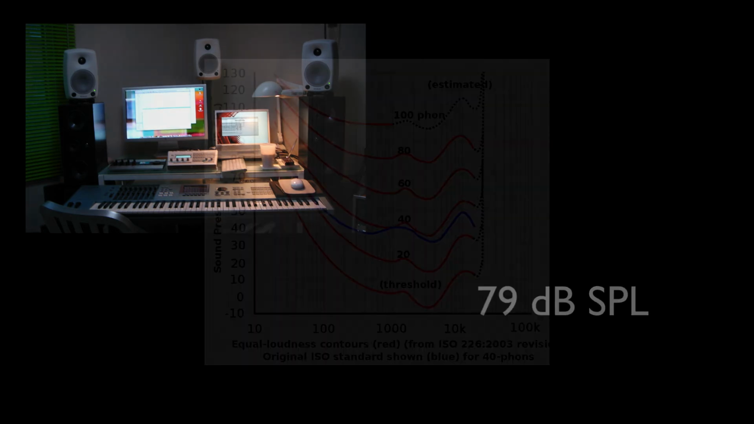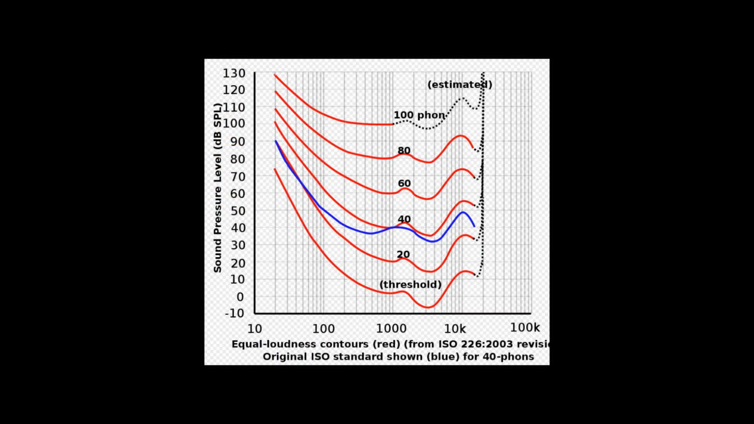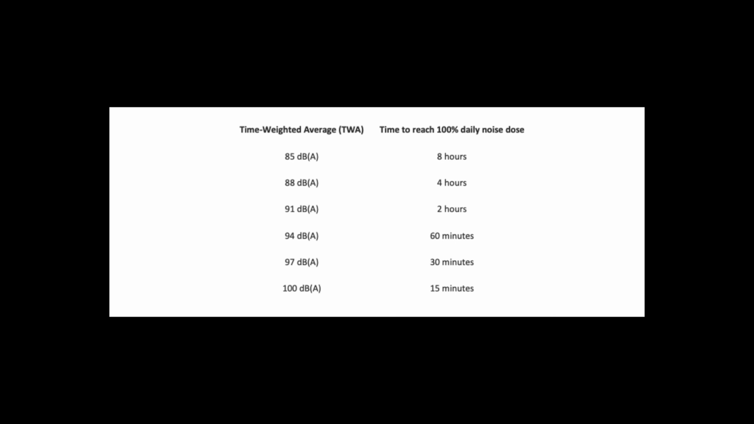So the reason why we're setting up a room at this level is because of the human hearing system and the fact that we don't hear frequencies equally over all SPLs, which we can see in the equal loudness contours. So the first time you set this up, you probably find that 79 dB feels quite loud.